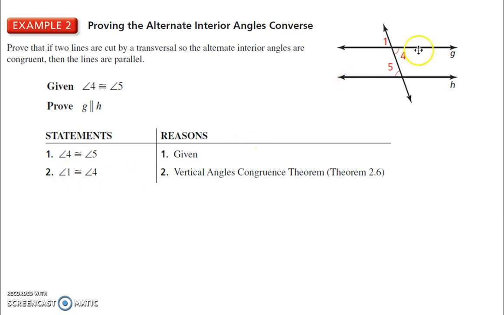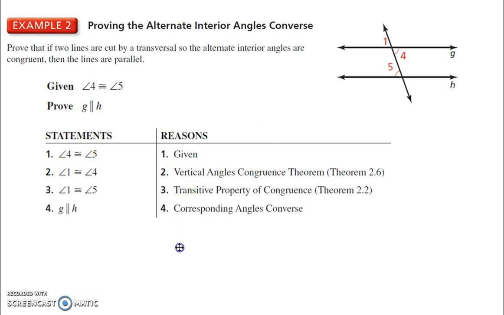We know that angle 4 is congruent to angle 1 because they're vertical angles. We know that 1 is congruent to angle 5 because of the transitive property. If 4 is congruent to 5 and 4 is congruent to 1, then 1 is congruent to 5. And so, because 1 is congruent to 5, we have corresponding angles, so the lines must be parallel.